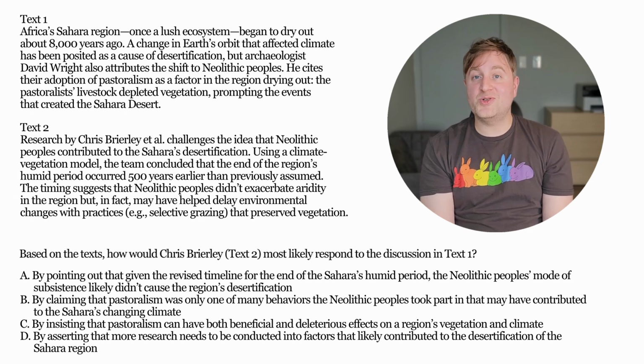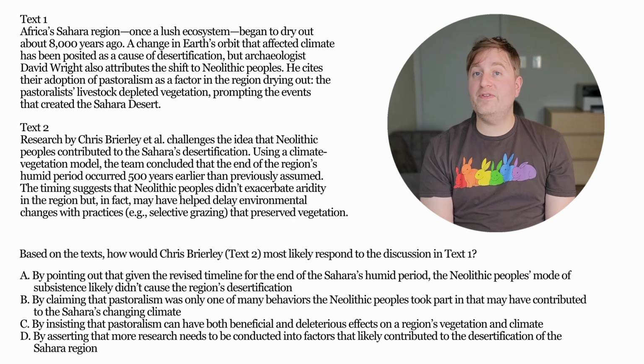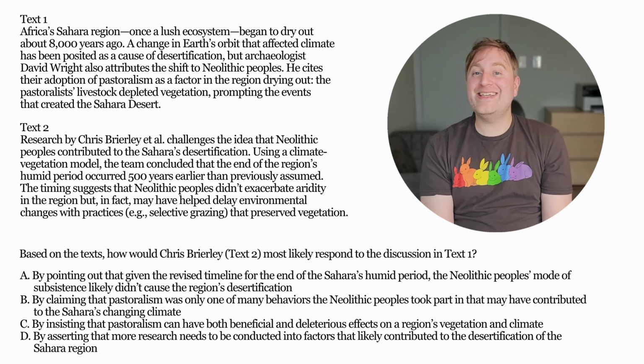Now let's examine the answer choices one by one and see if we can find something that fits, starting off as usual with A. By pointing out that given the revised timeline for the end of the Sahara's humid period, the Neolithic people's mode of subsistence likely didn't cause the region's desertification. Remember that our prediction was that he would disagree with the idea that Neolithic people caused the desertification of the Sahara because of a dispute about the timeline. Answer A seems to give us exactly what we're looking for, and it is, in fact, the correct answer to this question. Once again, we've gotten lucky.